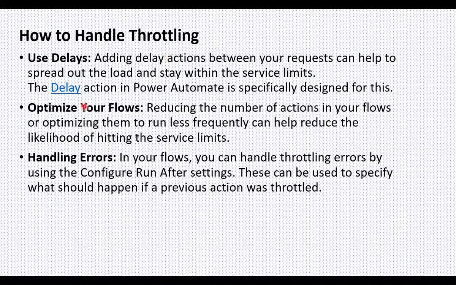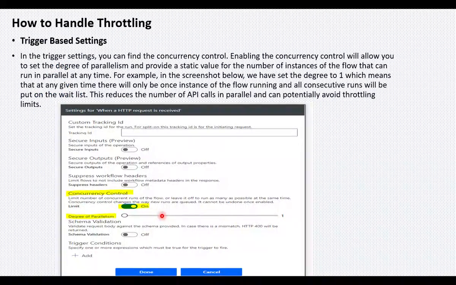Now how to handle throttling? You can use delays. You can optimize your flows, reducing the number of actions in your flows. Handling errors. In case you feel that there is a throttling issue, you can put some retry after a delay. So how to handle throttling? You can have three trigger based settings. As you can see here, you have the concurrency control.